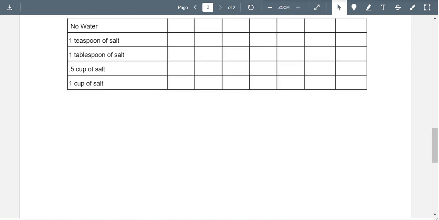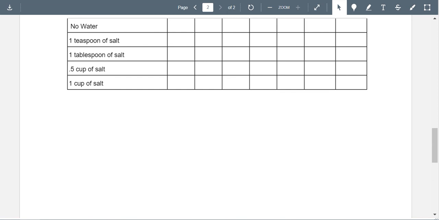And I'm on this next page here, so you want to combine these onto one page so they're not scattered across your paper. You've got no water. If you had no water, you're just using pure salt, then you might want to think about that. You've got 1 teaspoon of salt, 1 tablespoon of salt, 0.5 cup. Okay, so you're trying to increase the increments, but again, you're using imperial units. You got to change these.